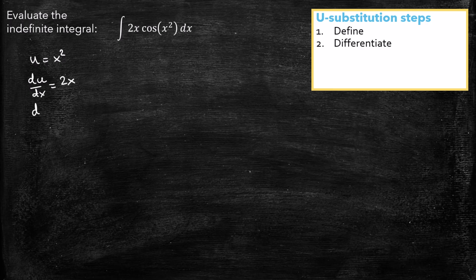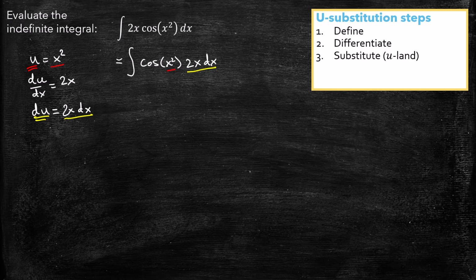At this point, I often like to isolate the du. Sometimes we need to tweak that a little, but for now, let's work with that. I'm going to rearrange this. If I move the 2x closer to dx, then we see 2x dx. Oh, that's convenient. That can be replaced with du. And then we also have x squared, which can be replaced with u. So we are ready for step 3, which is to convert everything in terms of u, which I call u-land. So this will be cosine of u, and then 2x dx is just du.